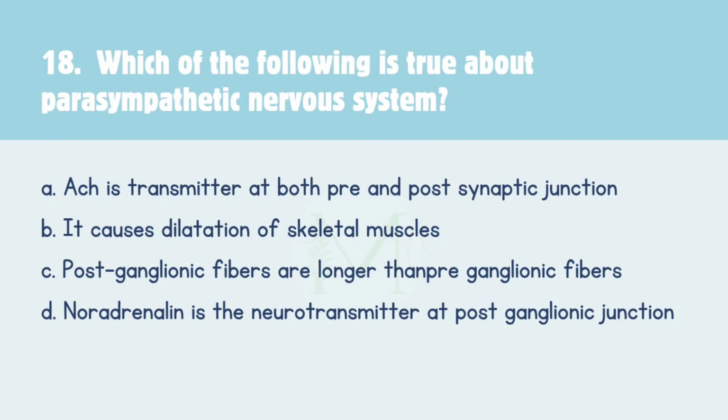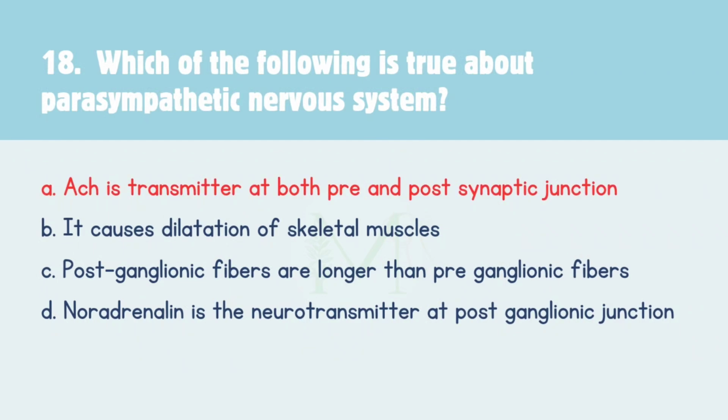Moving on to the next question. Which of the following is true about parasympathetic nervous system? The options are acetylcholine is transmitted at both pre and postsynaptic junction. Option B, it causes dilatation of skeletal muscles. Option C, postganglionic fibers are longer than preganglionic fibers. Option D, noradrenaline is a neurotransmitter at postganglionic junction. And the correct answer is option A.